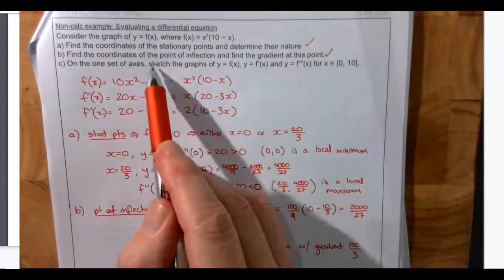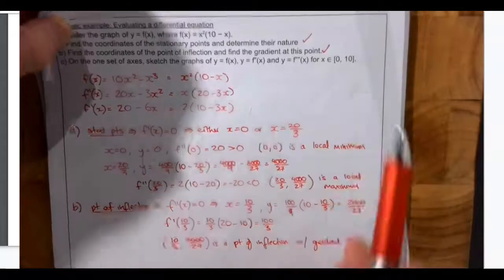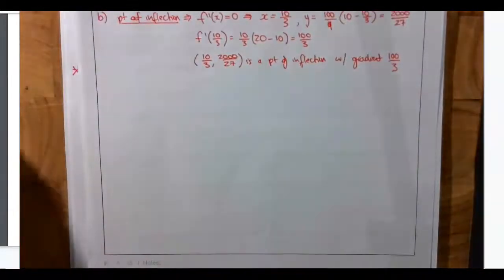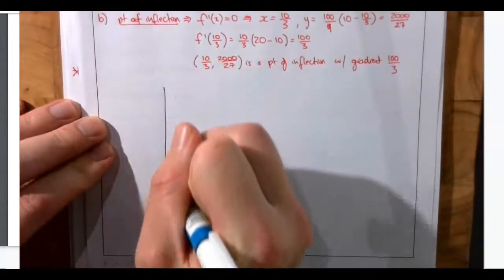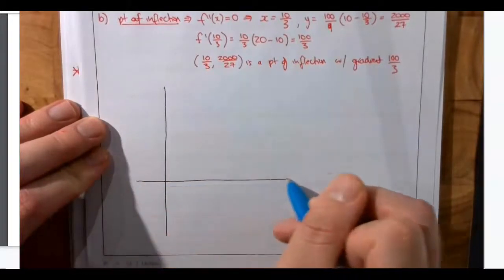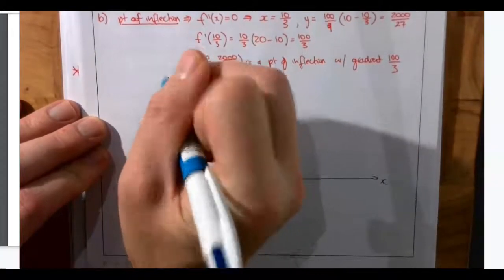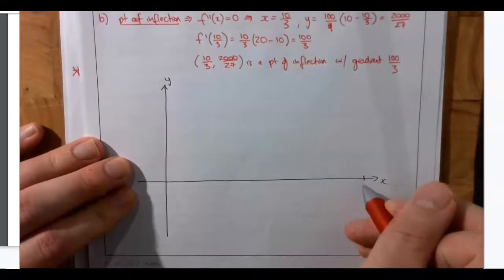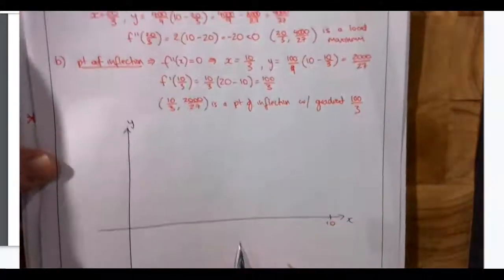Then it says on one set of axes, sketch the graphs of f, f dash, and f double dash. And hopefully some of the practice that we've done on Desmos up until this point is going to help us here. So noticing that the domain is positive values only, I'm going to try and sketch my full range here, and it wants me to go up to 10. And then I'm going to look at where I've got my key points.